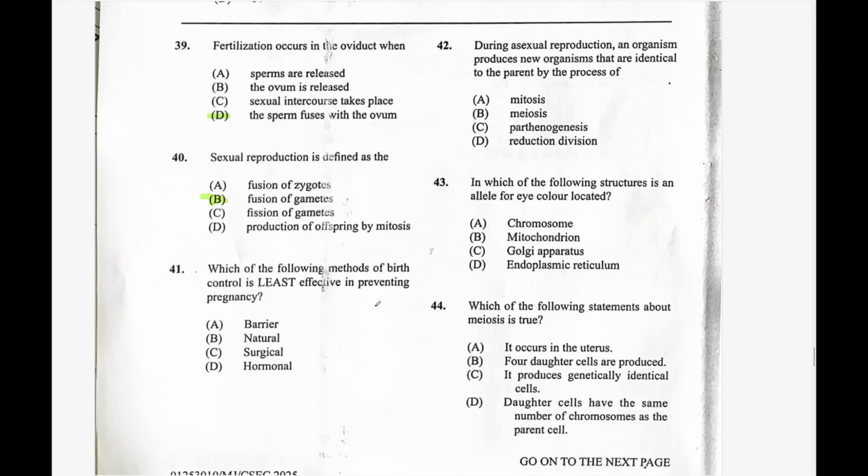Question 41. Which of the following methods of birth control is least effective in preventing pregnancy? We want the least effective. They put it in capital letters for us. So that is the natural. The natural is not very good at preventing pregnancy. 41, the answer is B.